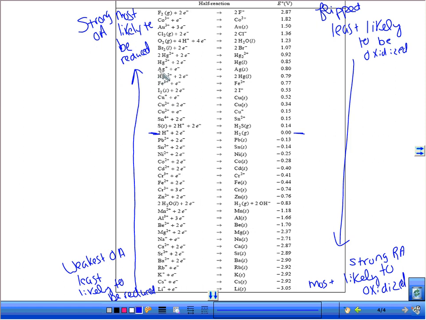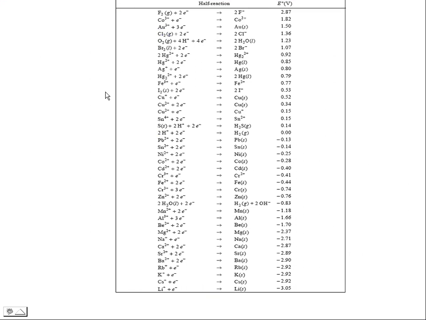So the type of questions that are on the worksheet would be something like this. If I gave you Cl2, and I said, is Cl2 a strong oxidant, weak oxidant, a strong reducing agent, or a weak reducing agent? Well, since he's over here on this side, he's actually a strong oxidizing agent.